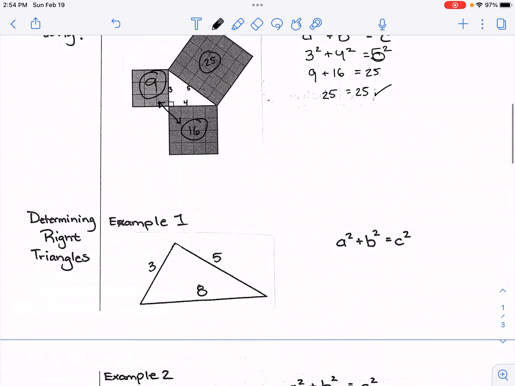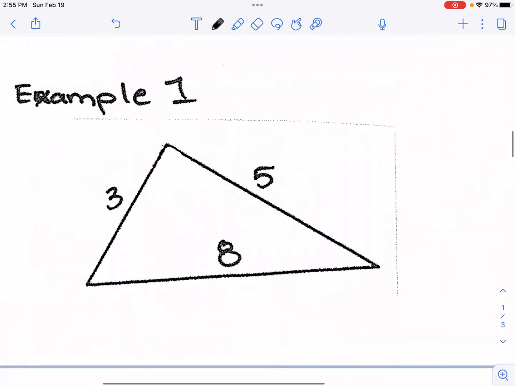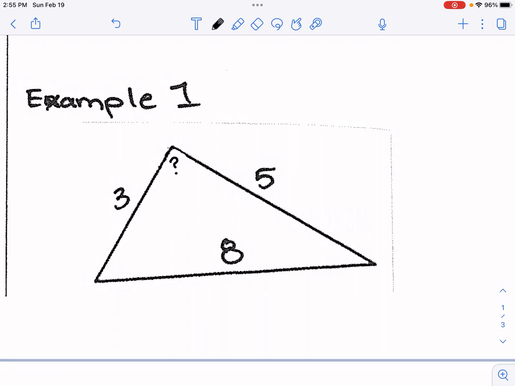Okay, so we have a couple examples. Example 1, it says determining right triangles. We're going to determine this angle right here. I'm going to put a question mark instead of a square. Is that a right angle? It might look like 90 degrees, but it's sometimes difficult to prove it. We don't know if it's like 91 degrees or 89.2 degrees. It could always be off. But it turns out, if it has this property, it's exactly 90 degrees.